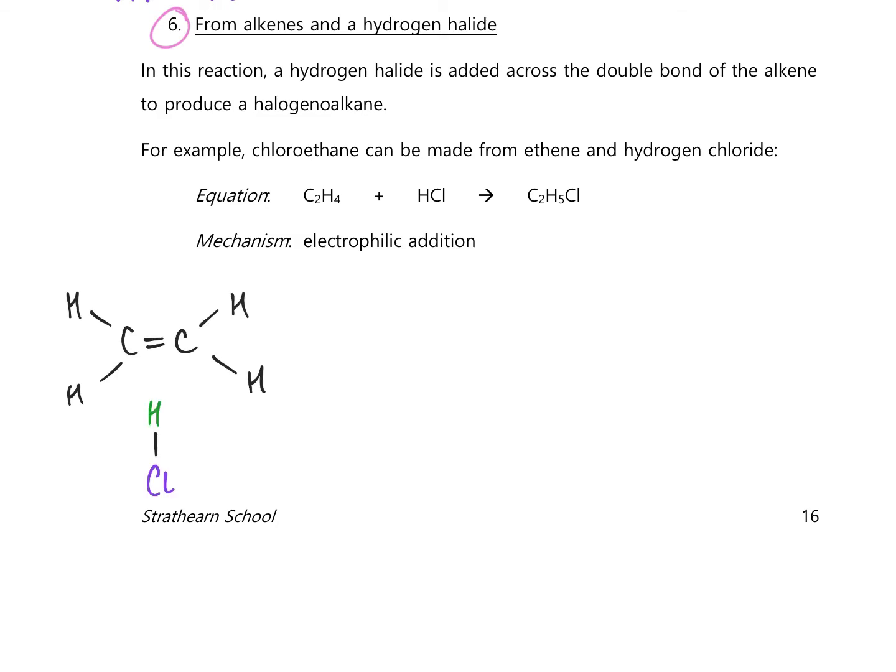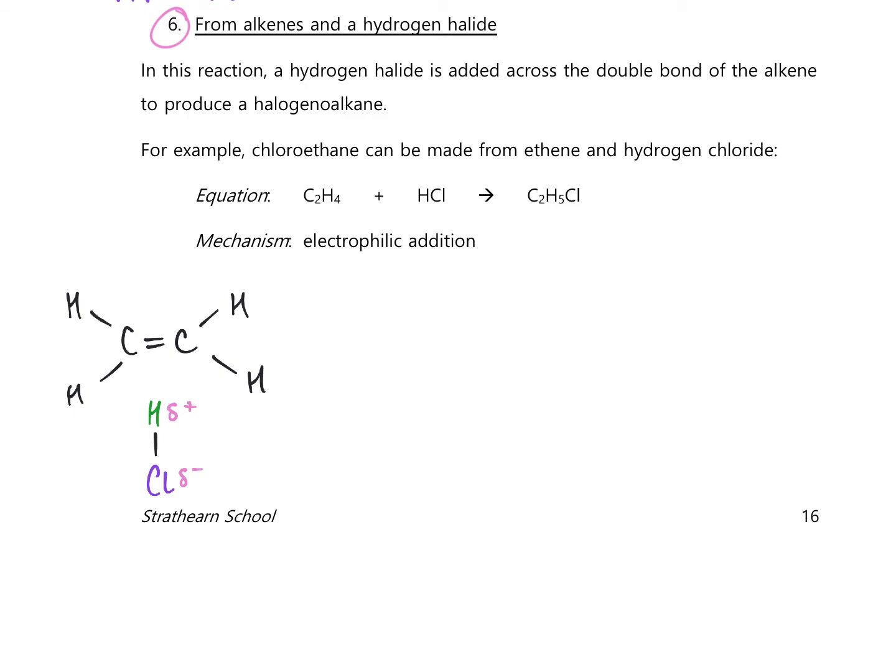So we start off with our two reactants, ethene and hydrogen chloride. And our hydrogen chloride is our electrophile. Remember, that just means loves electrons, because the H end, the hydrogen end, will be delta positive, and the chlorine end will be delta negative because it's more electronegative. So this contains a polar bond.